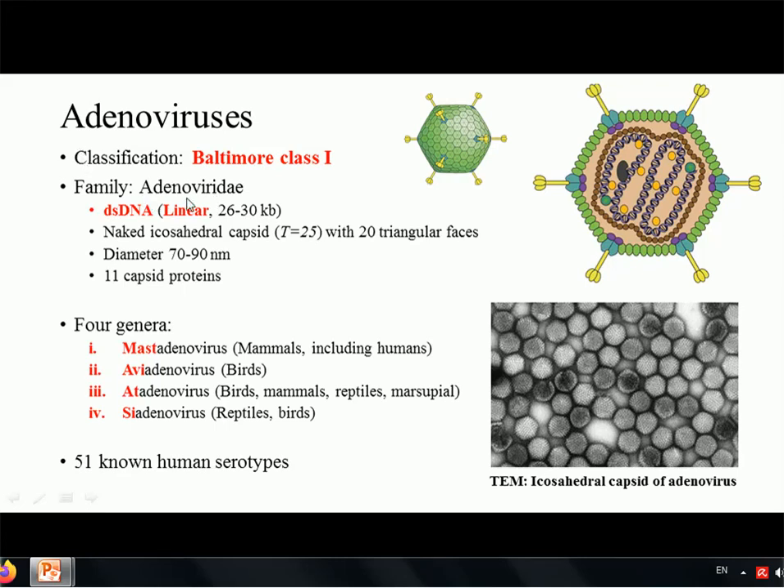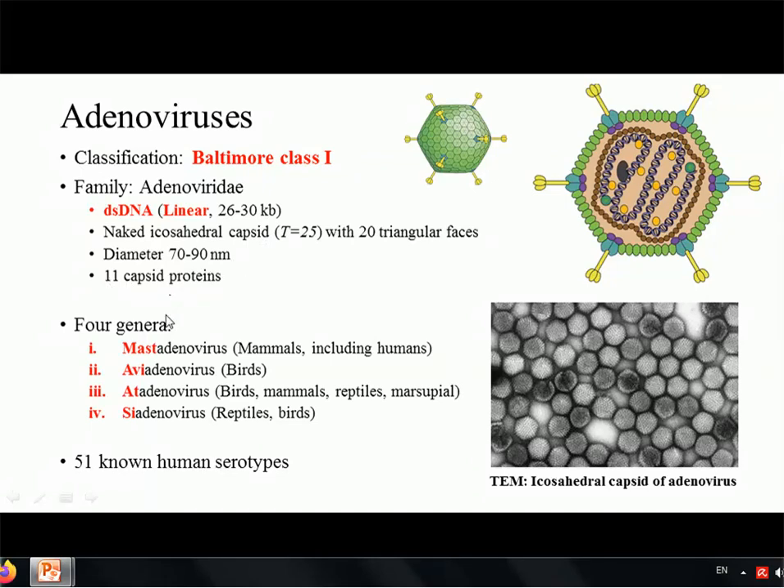The genetic material is double-stranded DNA, in linear form, with 26 to 30 kilobases. This virus has only a naked icosahedral capsid, which means it does not have a lipid envelope. It consists only of a protein outer layer, which is this one. And this is the diameter of the virus, with 11 capsid proteins.